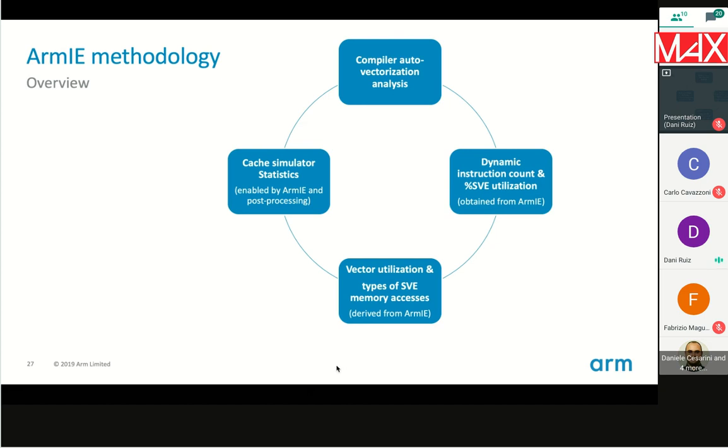Then closing, all the things you can do, the methodology you can use when using this emulator. Basically, I've shown here the compiler analysis. This is not something that you do with ArmIE, but with the compiler itself. Then the cache simulator statistics. Then you also have the dynamic instruction count for non-SVE and SVE instructions, and the vector utilization and the memory accesses breakdown. We actually use these with our application. We check all of these.